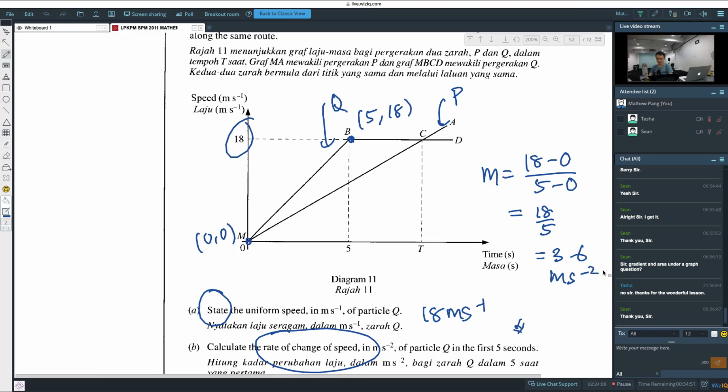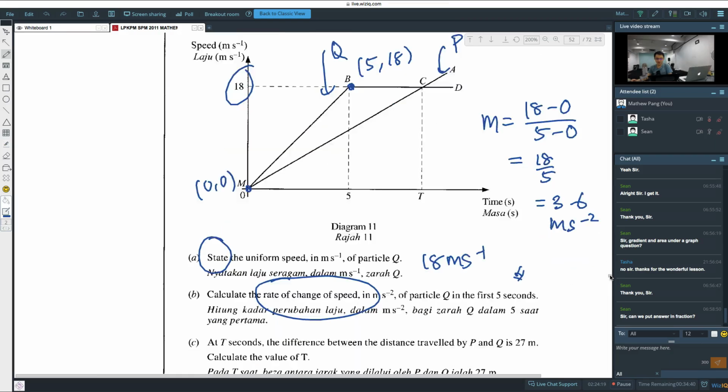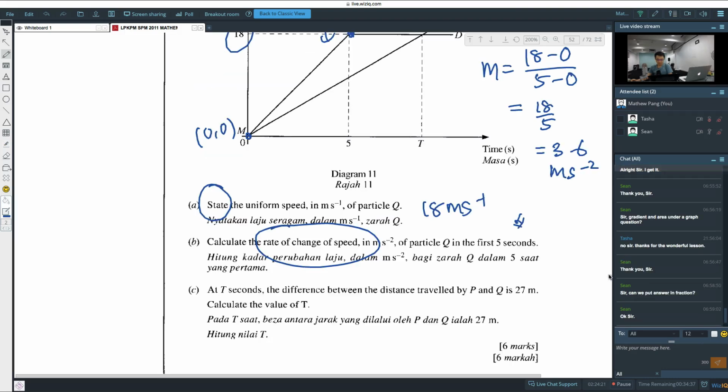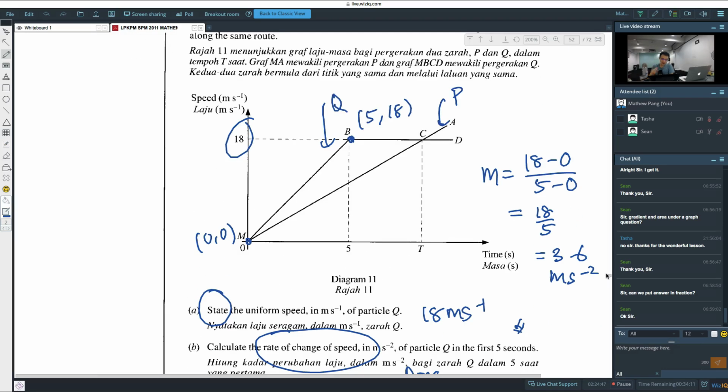Okay, at t seconds, the difference between the distance traveled by P and Q is 27 meter. Distance in a speed time graph is a very important concept in this topic. Distance is always the area in a speed time graph only. So in a speed time graph, distance means area. From the diagram above, the area for particle Q is bigger than the area for particle P. So therefore, the extra area here is 27 meter.